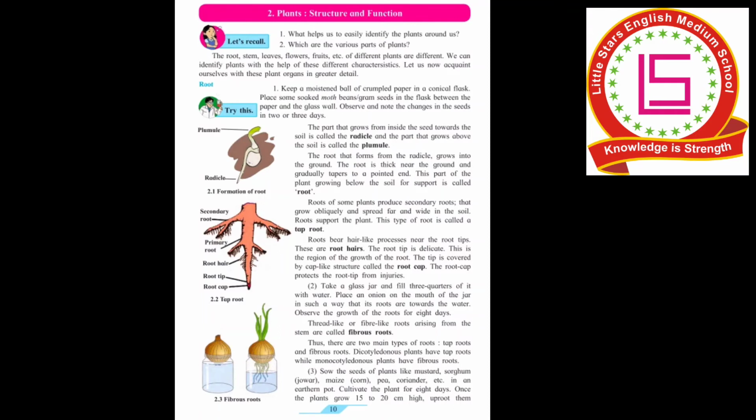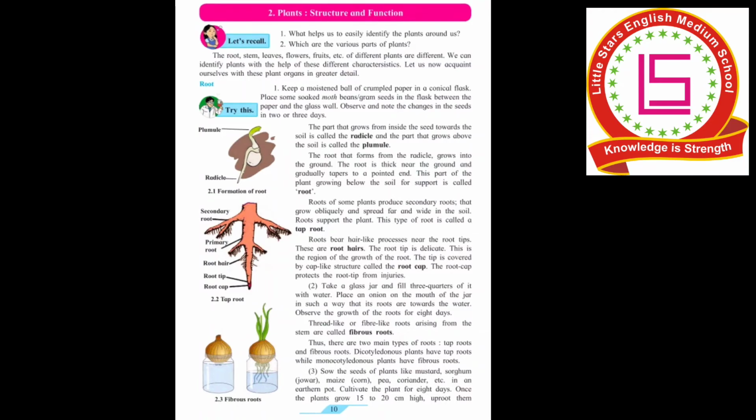The root is thick near the ground and gradually tapers toward a pointed end. This part of the plant growing below the soil for support is called the root. The part of any seed or any plant which grows under the soil for its support is called its root.